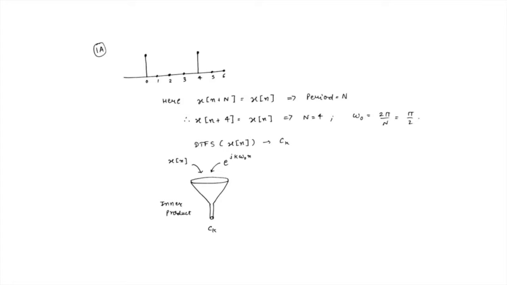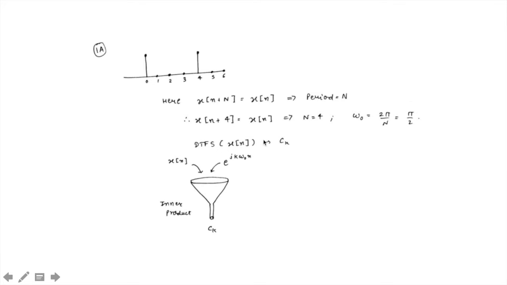From the definition of period, we understand that x of n plus capital N equals x of n. If this relation is satisfied, the period is referred to as capital N. For this particular function, we have x of n plus 4 equals x of n for all values of n. Thus, we can infer that the period N is equal to 4. Since the period N is equal to 4, we can say that the fundamental frequency omega 0 is 2 pi by N, which is 2 pi by 4, which can be evaluated as pi by 2.